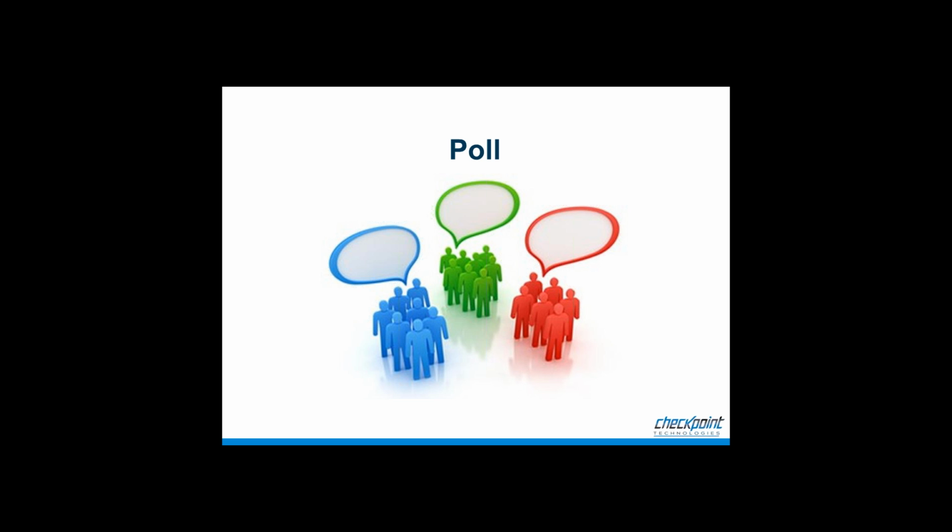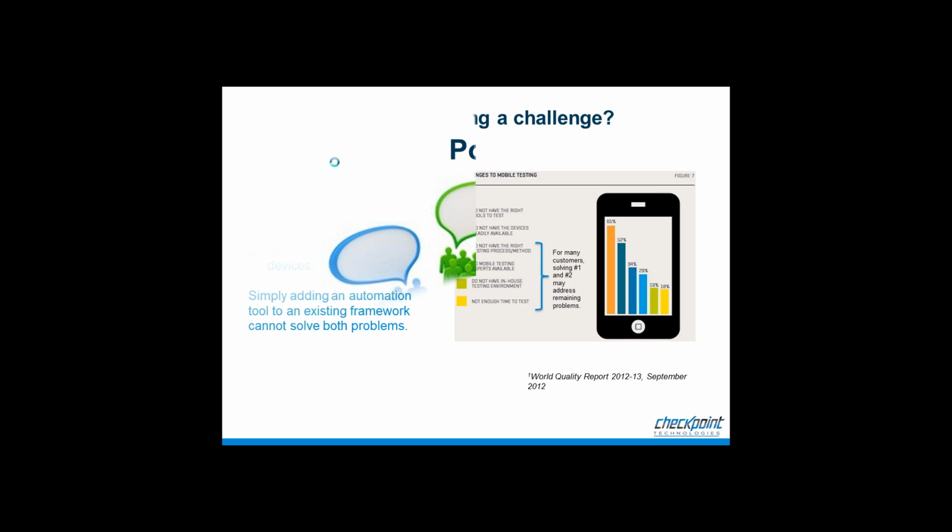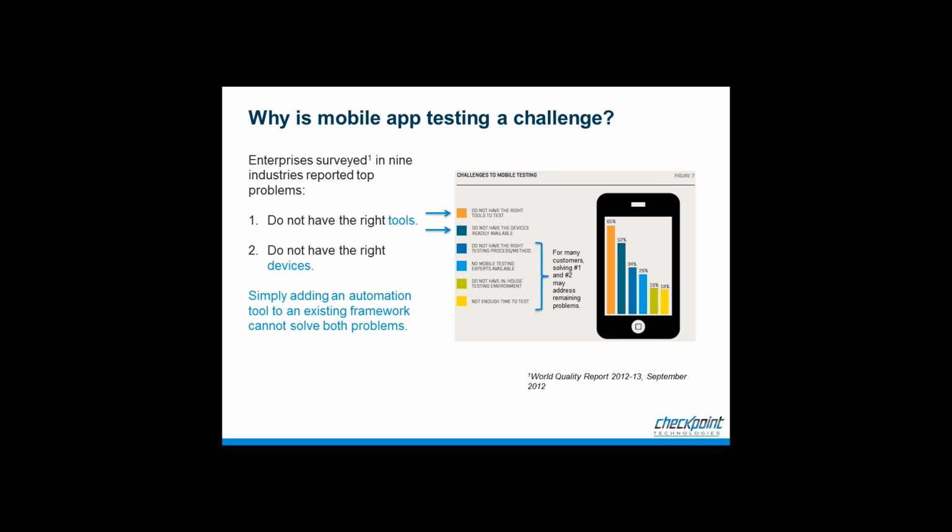Yeah, go ahead, Dean. If I may say, I would suspect that if the audience could select multiple options, many would have selected two or three of those, if not all of them, because it's not just one problem organizations face, it's a myriad of issues and challenges coming into mobile testing. Yeah, that's a great point, Dean.